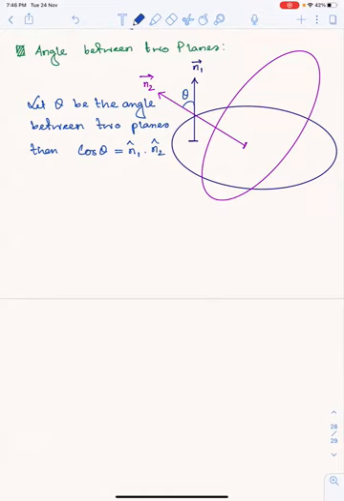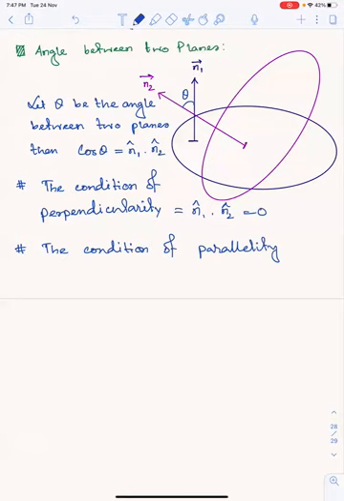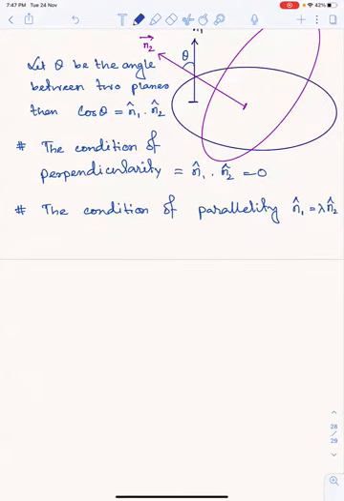Yes, sir. So the condition of perpendicularity must be n1 cap dot n2 cap is equal to 0, and the condition of parallelity will be n1 is some constant times n2. Is that okay with everyone?